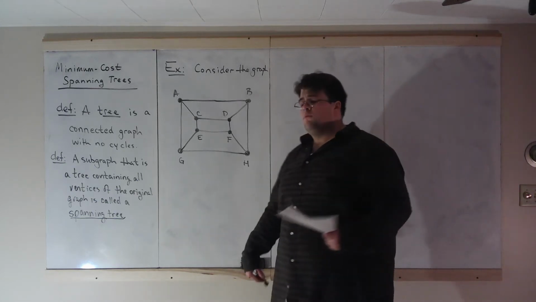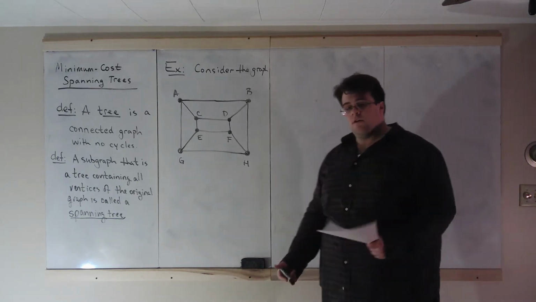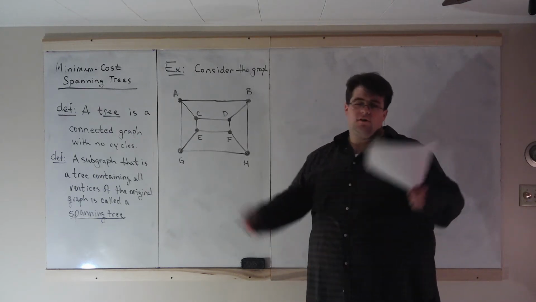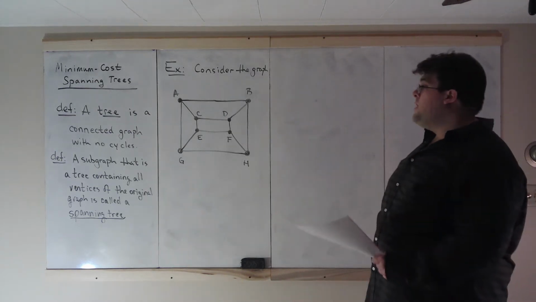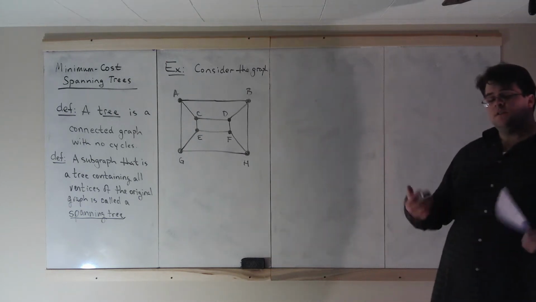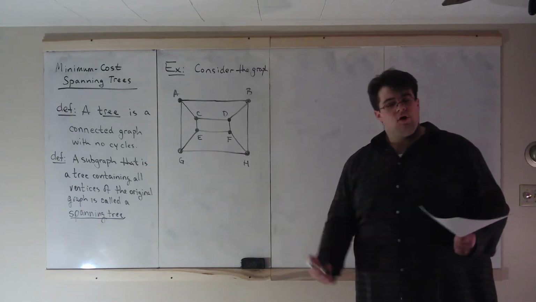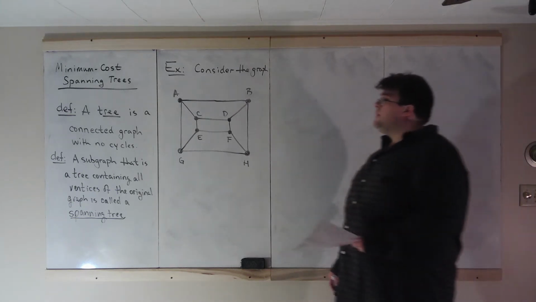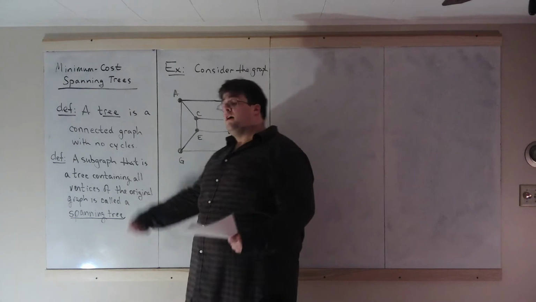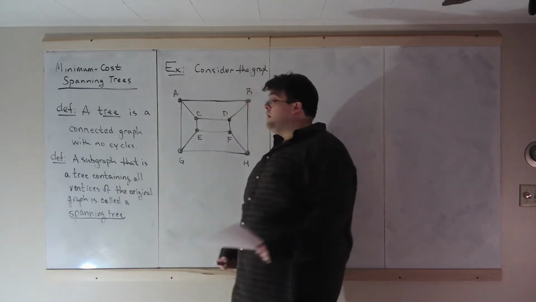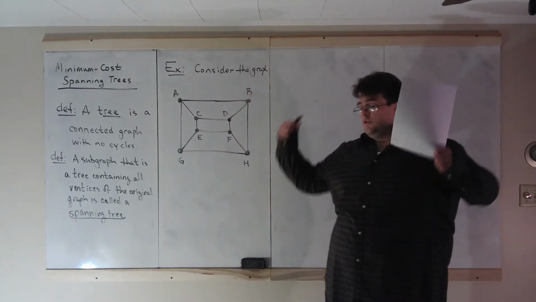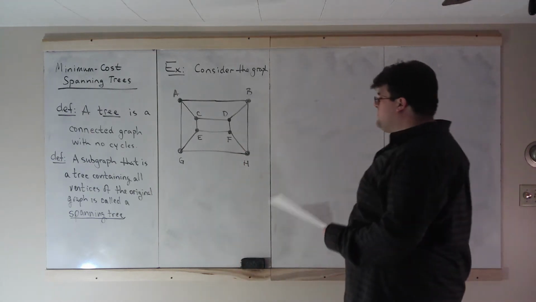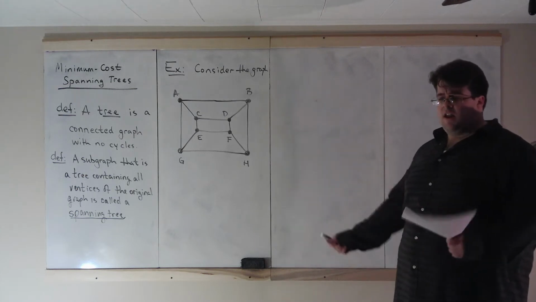Now, last week we found Hamiltonian cycles with the goal of finding a Hamiltonian circuit of least cost. And we had some algorithms that didn't necessarily give us the least cost Hamiltonian cycle, but they potentially got us close. So here, we're going to find what are known as minimum cost spanning trees, and we're going to use an algorithm which does always give a minimum cost spanning tree. What's a minimum cost spanning tree?